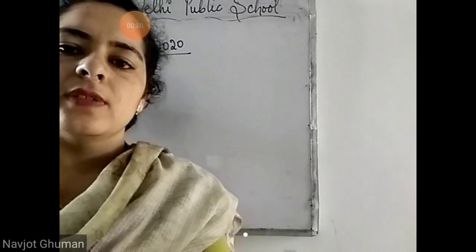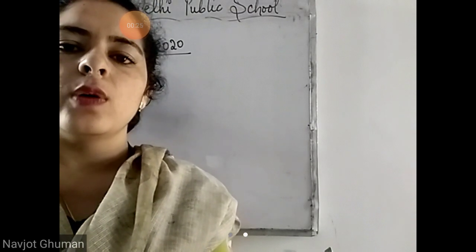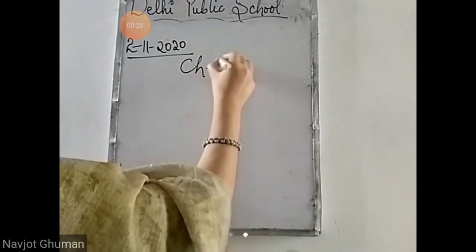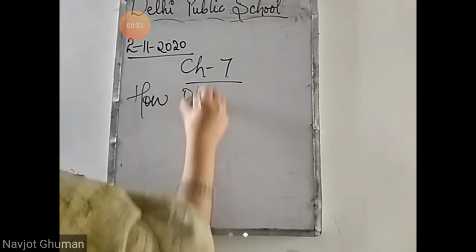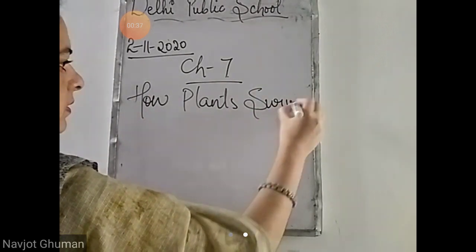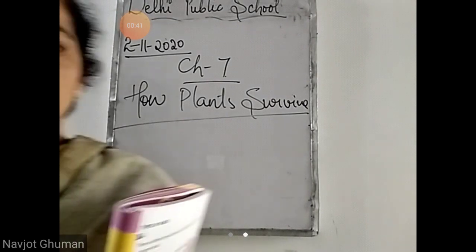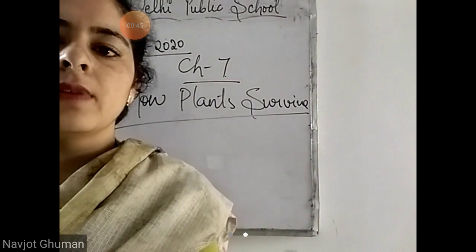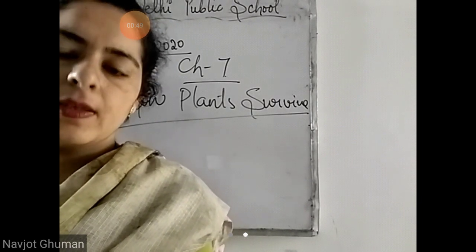So now the first chapter of the second term is chapter number 7, that is how plants survive. We are going to study this chapter, how plants survive. Means how plants are able to live in the environment, how they are getting all the requirements for their survival.